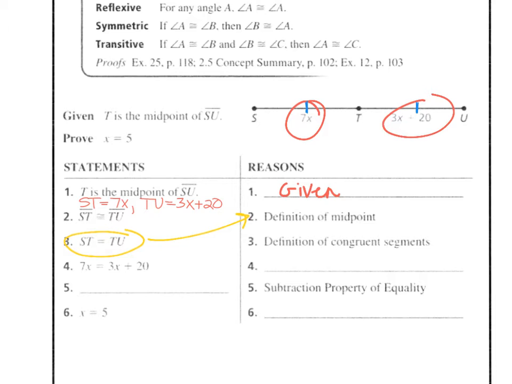Okay, then it goes to this step, 7x is equal to 3x plus 20. How do we get there? Sam, what happened? We substituted. Right, so we were told ST is equal to 7x, and TU is equal to 3x plus 20. So instead of putting those letters, now we're going to put what they're actually equal to and replace it. So this is, in fact, the substitution property of equality.